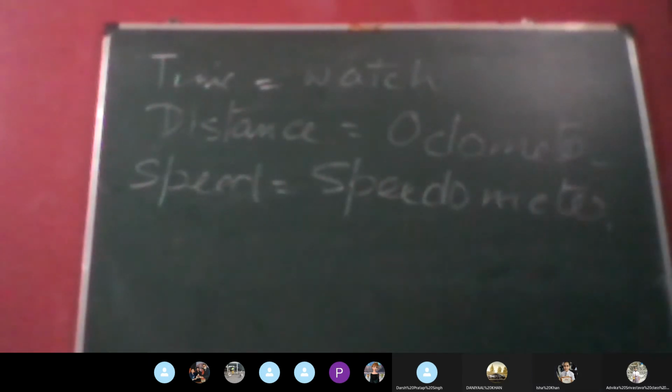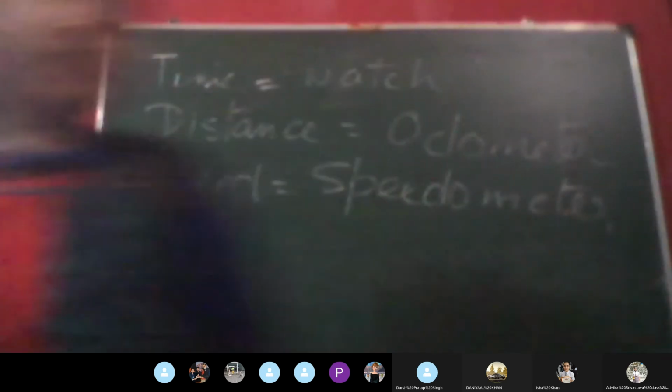Okay. Now, we define speed as the distance covered in unit time. Yes or no? Yes, ma'am. Speed is distance covered in unit time. So let's try a numerical, because it's a numerical based chapter. In maths we say question, in physics we say numerical. Ram's school is 12 kilometers from his house.